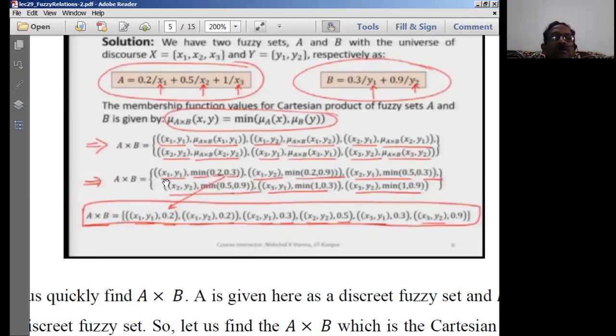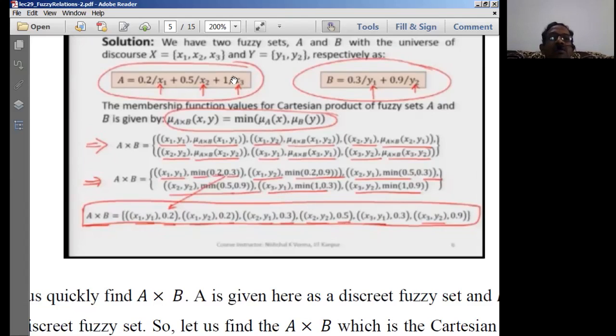So therefore here x1 y1, even if you see x1 y1, it is 0.2 0.3 I can write. So minimum of 0.2 0.3 is 0.2 I can have. Then x1 y2, minimum of 0.2 and 0.9 is 0.2 once again, so 0.2 I'll be having. The next is x2 y1, minimum of 0.5 and 0.3 is 0.3 I can write. And x2 y2, 0.5 and 0.9, 0.5 is minimum, I can write 0.5.